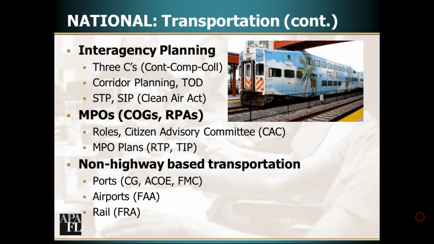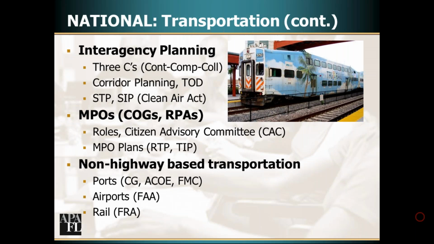MPOs, Councils of Governments, regional planning associations, all tied, they're required by federal law. The MPOs have different roles. They have citizen advisory committees. We're going to talk about more. They do transportation, and they can do rail transportation as well as transportation improvement plans.